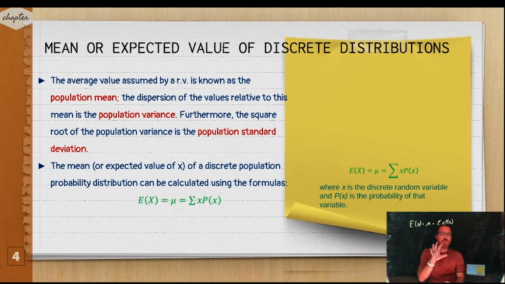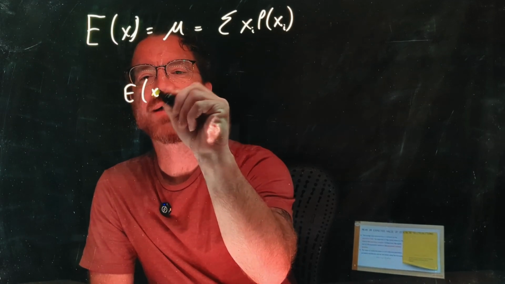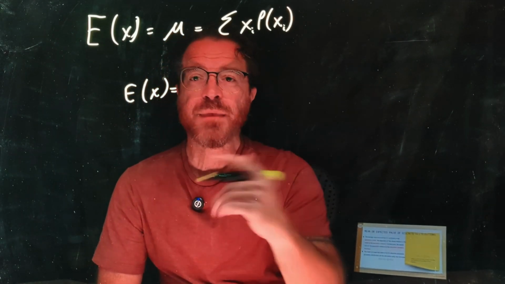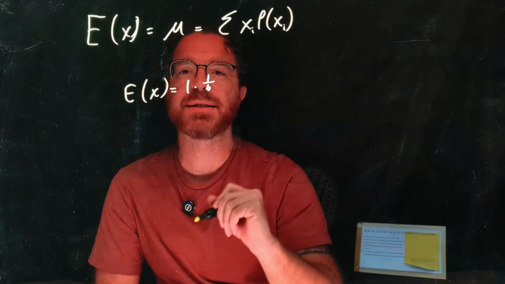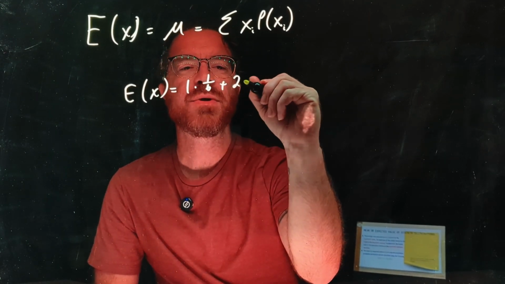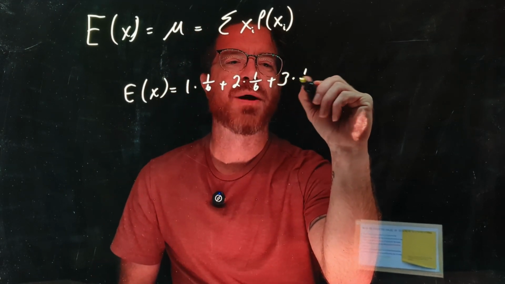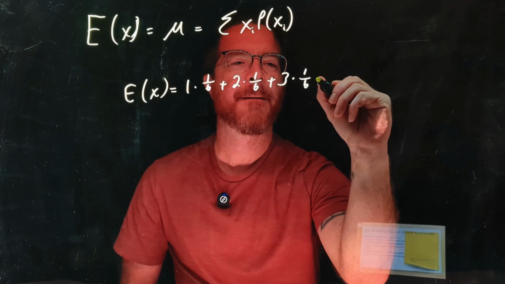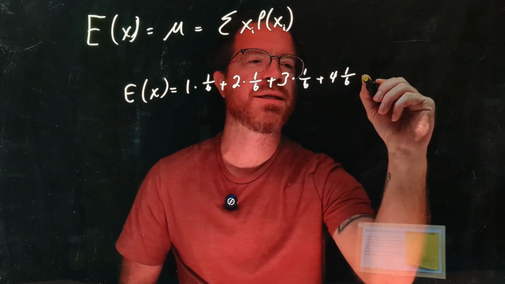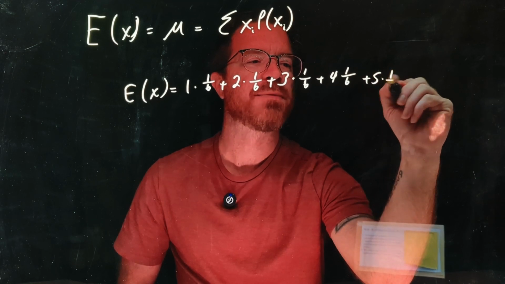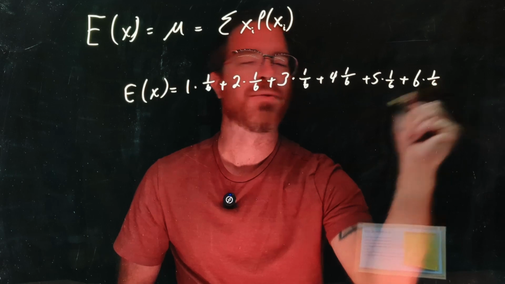So let's say that we do the die example. Then if I were to take my expected value of x, this would be the outcome 1 times the probability of being 1, which is 1/6, plus the outcome 2 times the probability of being a 2, which is 1/6, plus the outcome 3 times the probability of being a 3, which is 1/6, plus the outcome 4 multiplied by the probability of being a 4, which is 1/6, plus the outcome 5 times its associated probability, plus the outcome 6 times its associated probability.